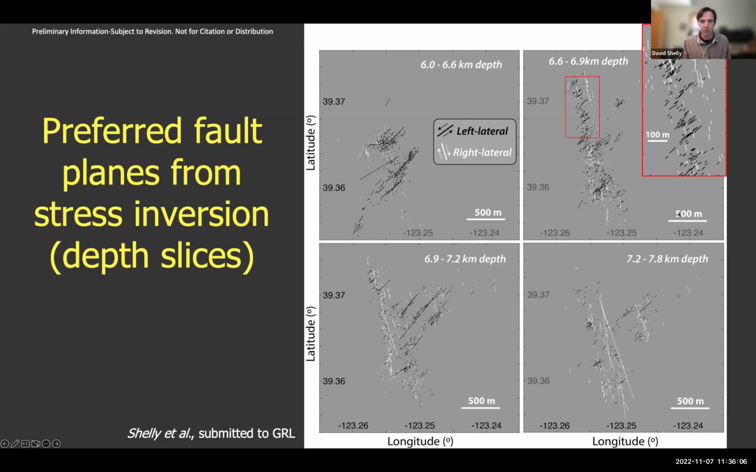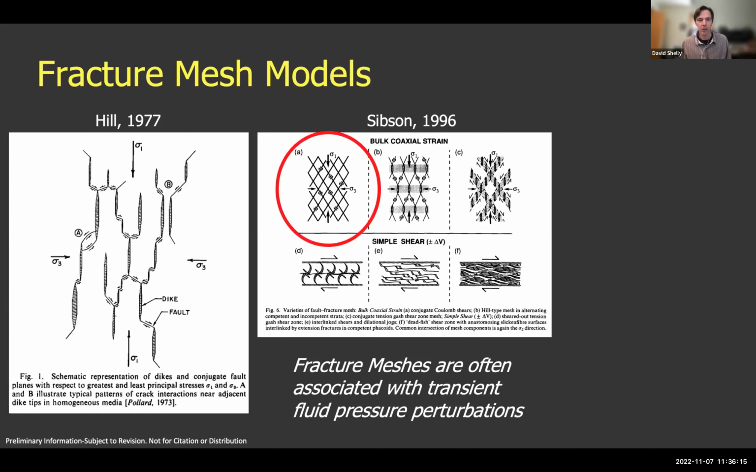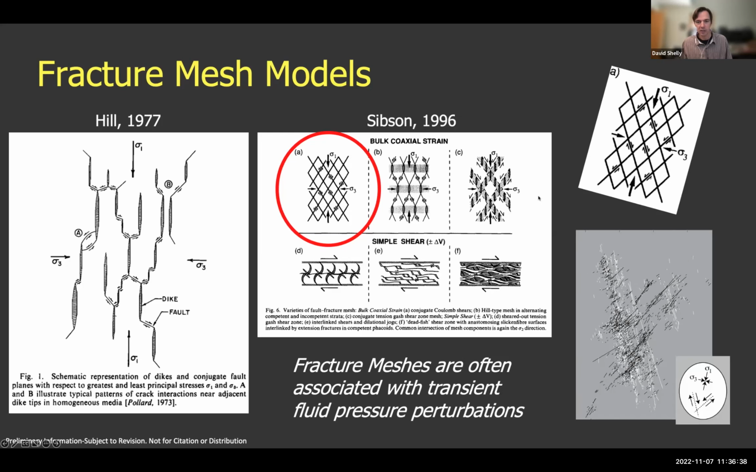I'm going to skip this animation. It's basically the same thing. I can come back to it later if we want to. But I just wanted to get back to this fracture mesh model. Earlier I showed this Dave Hill model from his 1977 paper. Rick Simpson had a paper from the 90s that was expanding on some of these fracture mesh models. And essentially what we see here is this conjugate fracture mesh that he was, one of many that he was highlighting. And if we rotate this just a little bit, it essentially corresponds with this fracture mesh that we're seeing in this Makima sequence.